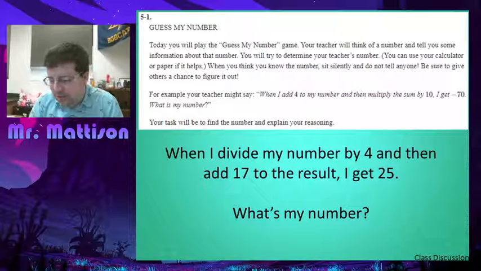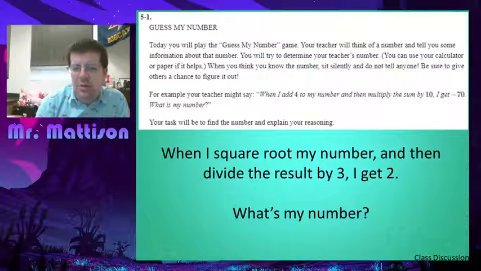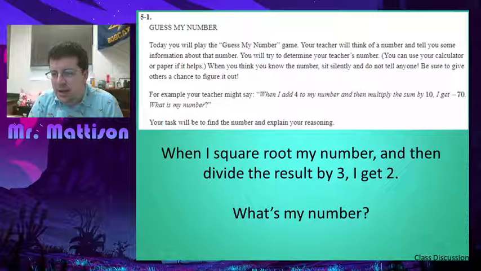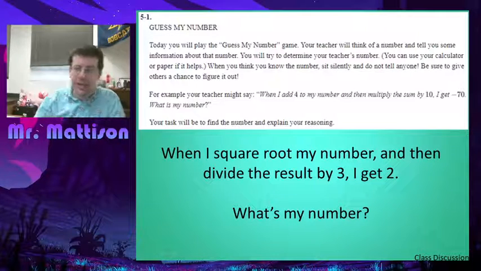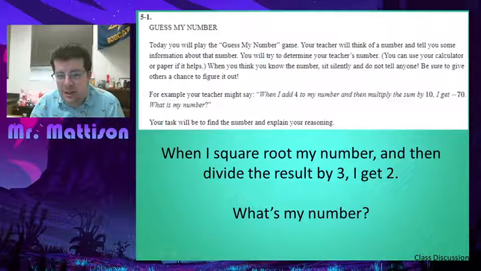Okay, so this one is actually 32. So take that 32, divide it by 4, and then add 17, and I end up getting that 25. And then we'll do one more here. For this one, when I square root my number and then divide the result by 3, I get 2. So what's my number here? All right, so this one you should be getting 36. The square root of 36 will give you the 6, divided by 3 gives you that 2.